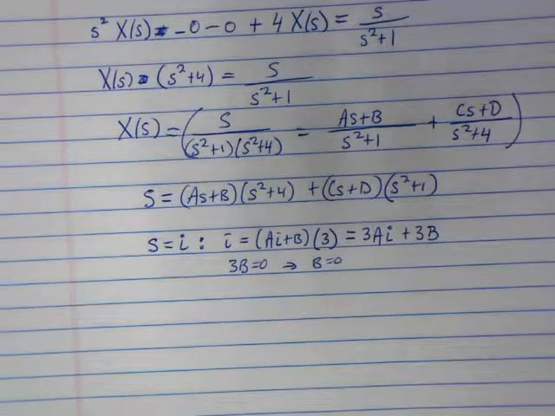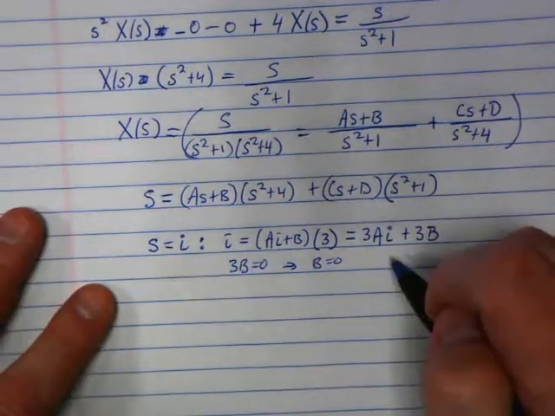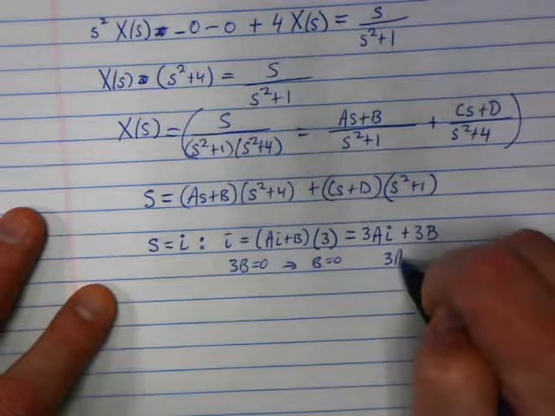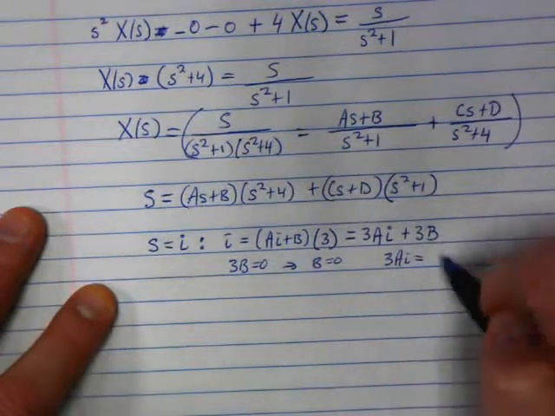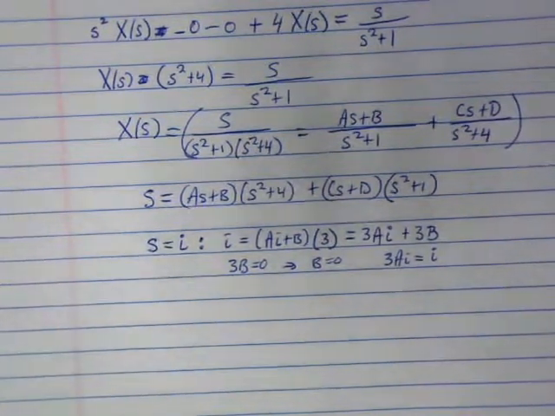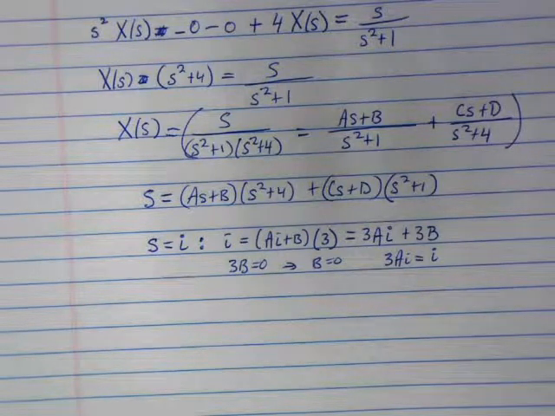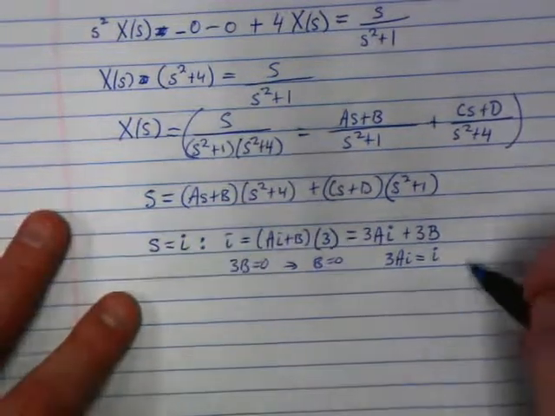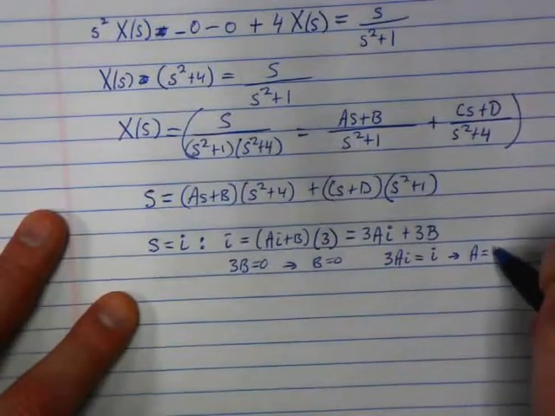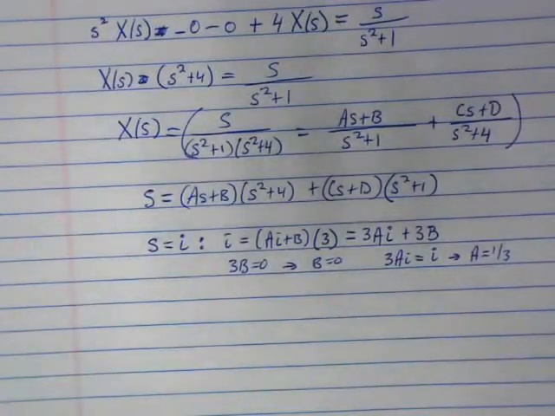And similarly, the complex numbers on the right-hand side, what are they? 3Ai has to equal i. So A has to be 1/3. So this is the shortcut for solving 4 equations, 4 unknowns.